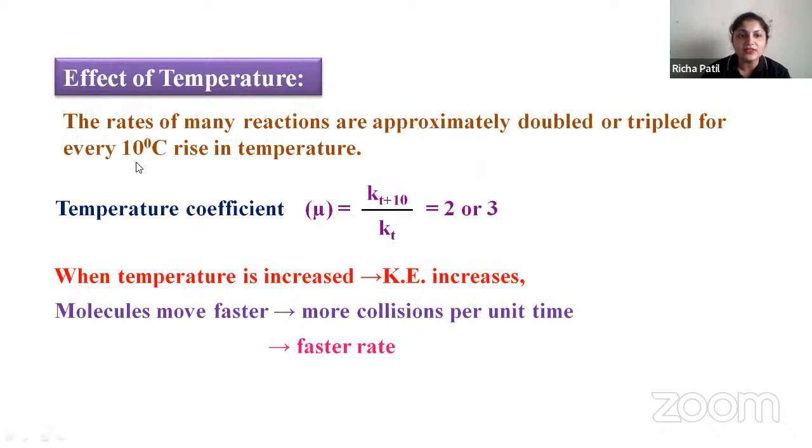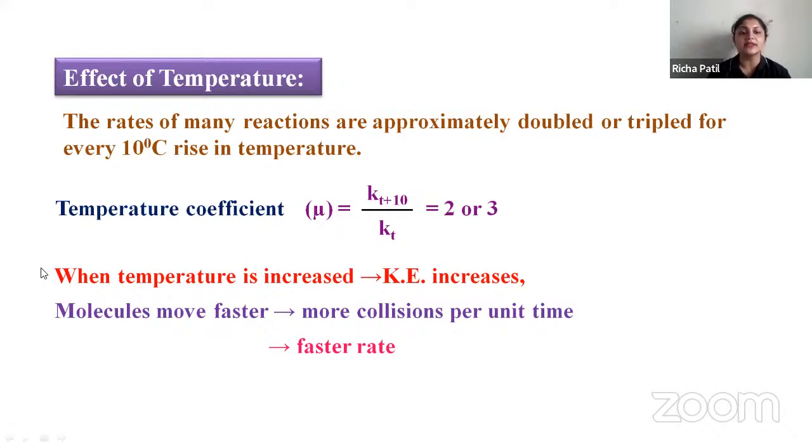So, effect of temperature. The rate of many reactions is approximately doubled or tripled for every 10-degree rise in temperature. This is the temperature coefficient. When the temperature is increased, kinetic energy also increases. The molecules will move faster and there will be more collisions per unit time. So the rate will be fast.